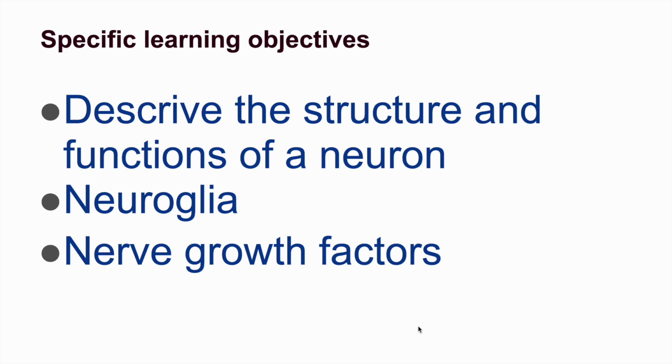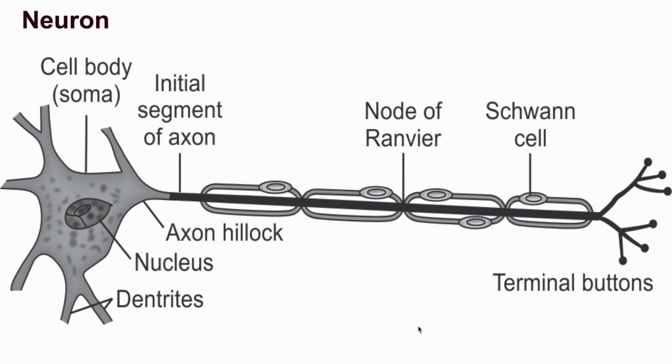The learning objectives of today's class are the structure and function of a neuron, and neuroglia, then nerve growth factors. This is the structure of a neuron. The entire nervous system is made up of neurons, or nerve cells as we call them, which are the structural and functional unit of the nervous system.